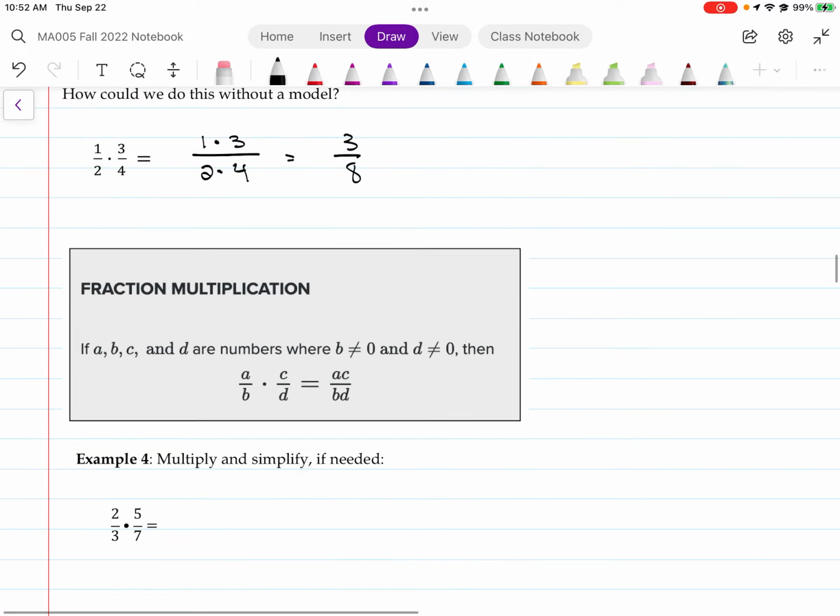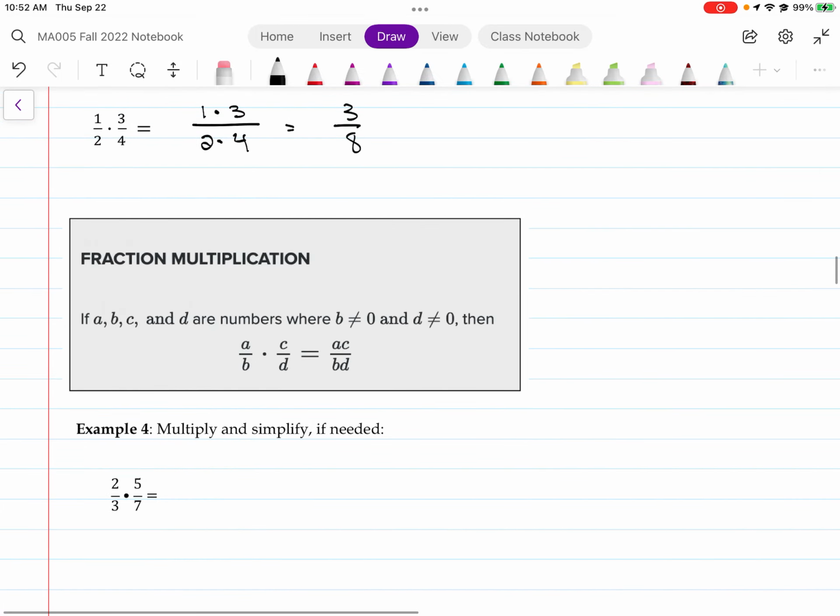All right, so multiply and simplify these. So start with 2/3 times 5/7. Give it a try first if you want. All right, so this becomes 2 times 5 on the top and 3 times 7 on the bottom. So I get 10 over 21.